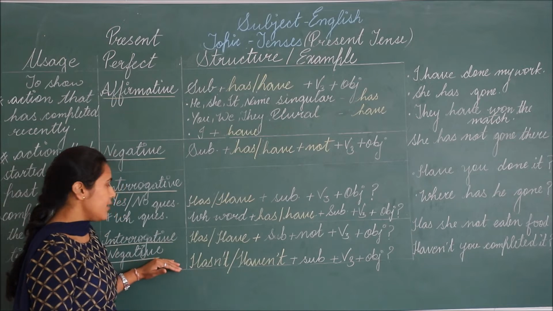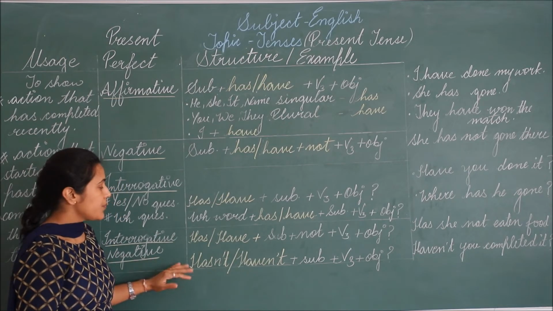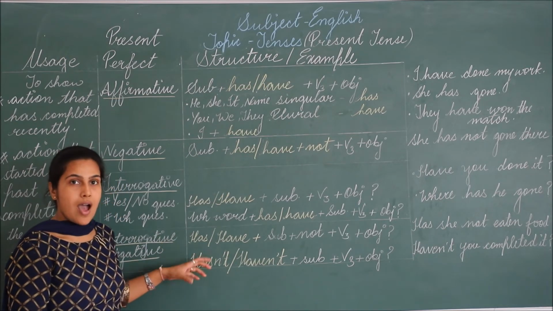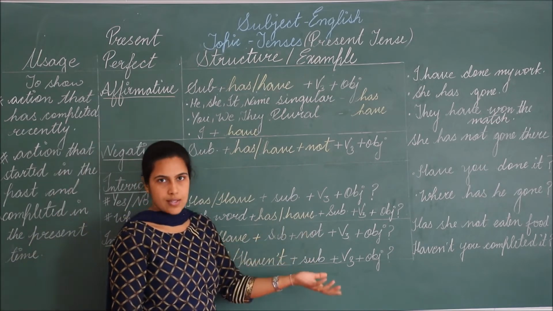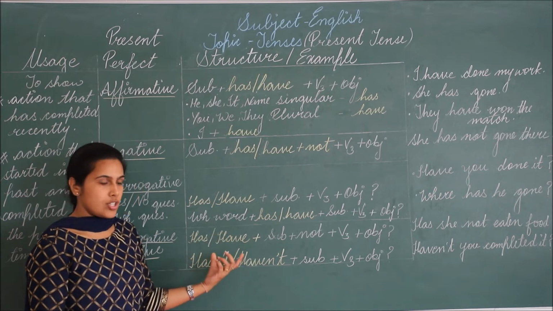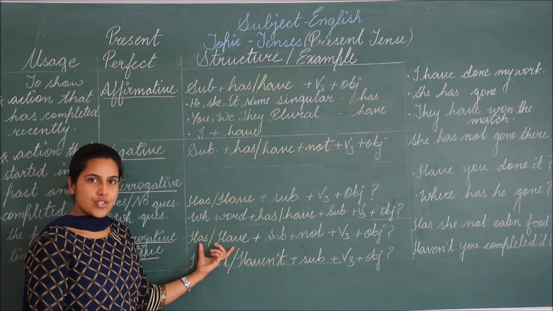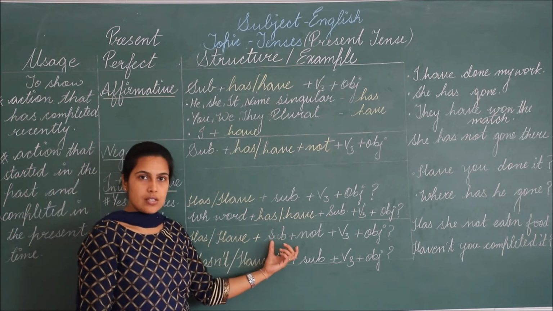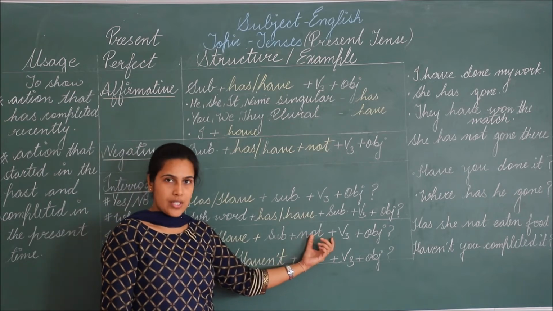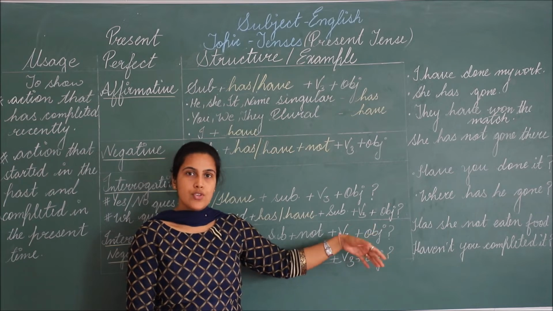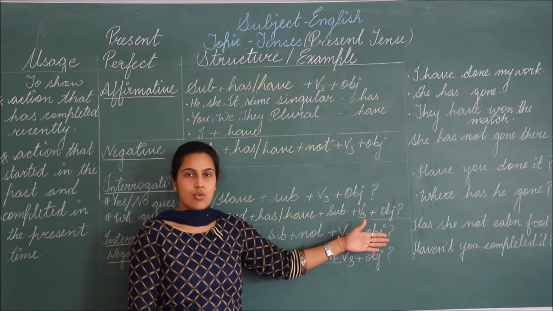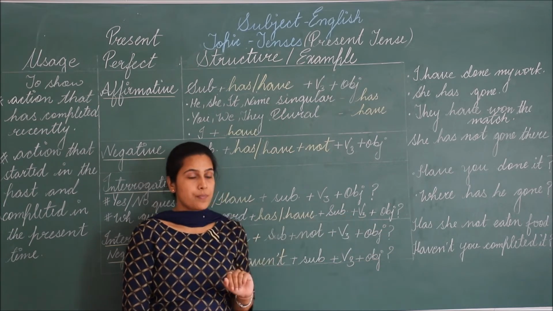Then last we have interrogative negative. In interrogative negative we ask the question and at the same time we use the word not to deny something. So in this the structure is first the helping verb has or have, then the subject, then we use the word not, then the third form of the verb and then we place the object, and obviously we use the interrogative question mark at the end of the sentence.